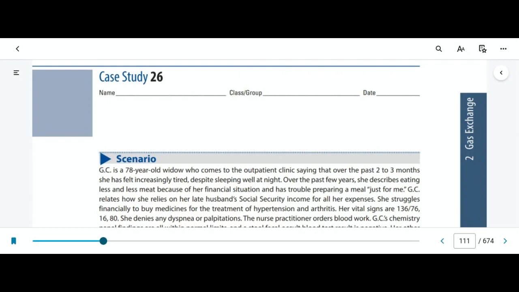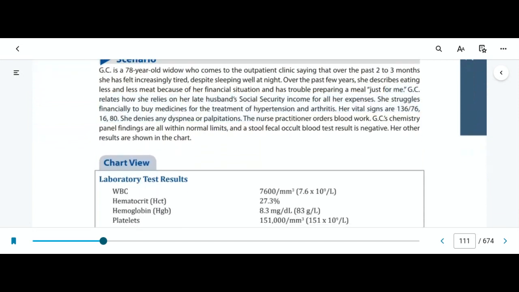And then finances. Can finances be a thing for the elderly population? So it says she relies on her late husband's Social Security income for all of her expenses. Is that very much? Is she getting a big check? Yeah, so she's on a very limited income. And it's fixed too. She struggles financially to buy medicines for the treatment of hypertension and arthritis. Are medications expensive? Holy cow. And some of them are just obnoxious.